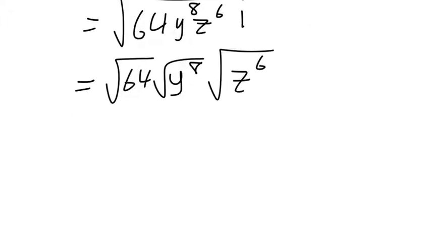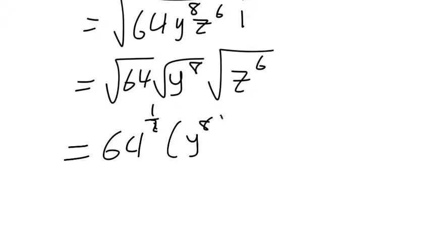And a square root is an exponent because it's to the 1/2 power. It doesn't really help with the 64, but thinking about it as the 1/2 power will help us with y to the 8th. A power on top of a power is going to multiply, so we're going to have y to the 4th there when we're done.